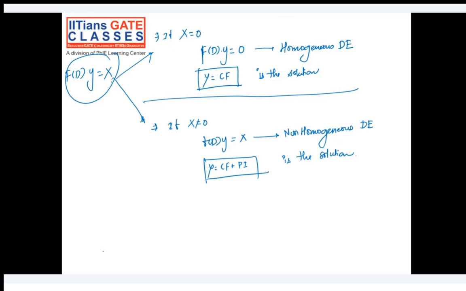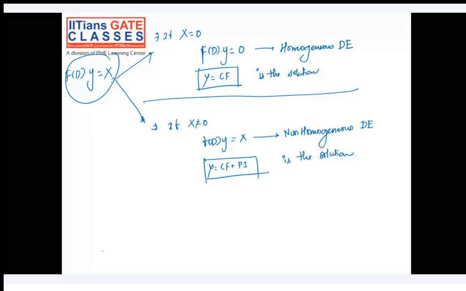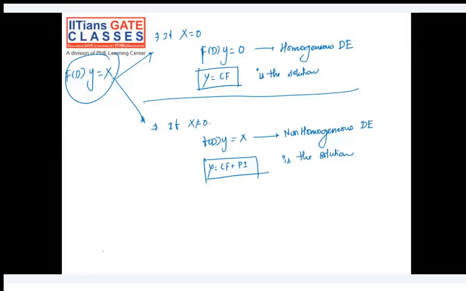The solution in that case will be only CF, that is complementary function. PI will be 0 in this case because it's a homogeneous differential equation. But if capital X is non-zero, it means on the right hand side we have some term. So your f of D into y equals X is there, where X is non-zero. Then in that case, we call it a non-homogeneous higher order differential equation. And then the solution will be CF plus PI. So in this case, you also have to calculate PI on top of CF.